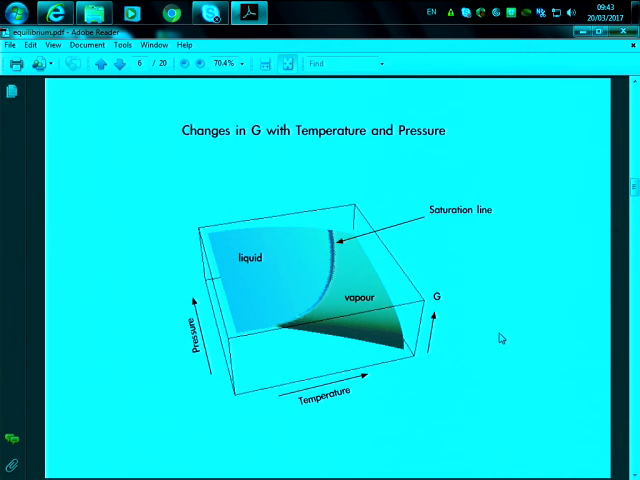Okay? So basically, as we increase the temperature, the Gibbs free energy decreases. And as we increase the pressure, the Gibbs free energy increases. And we can see that as well in the equation G equals H minus TS. So you can also see that an increase in temperature will decrease the Gibbs free energy, because it will make it more negative. So it will go to the negative side for increasing temperature.